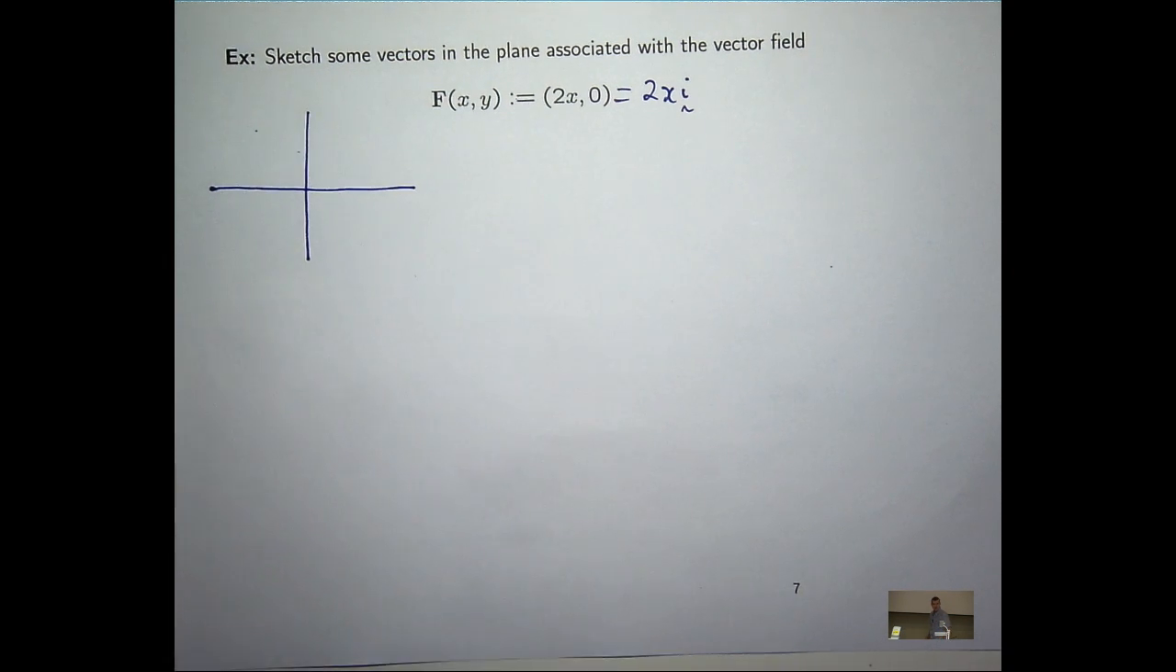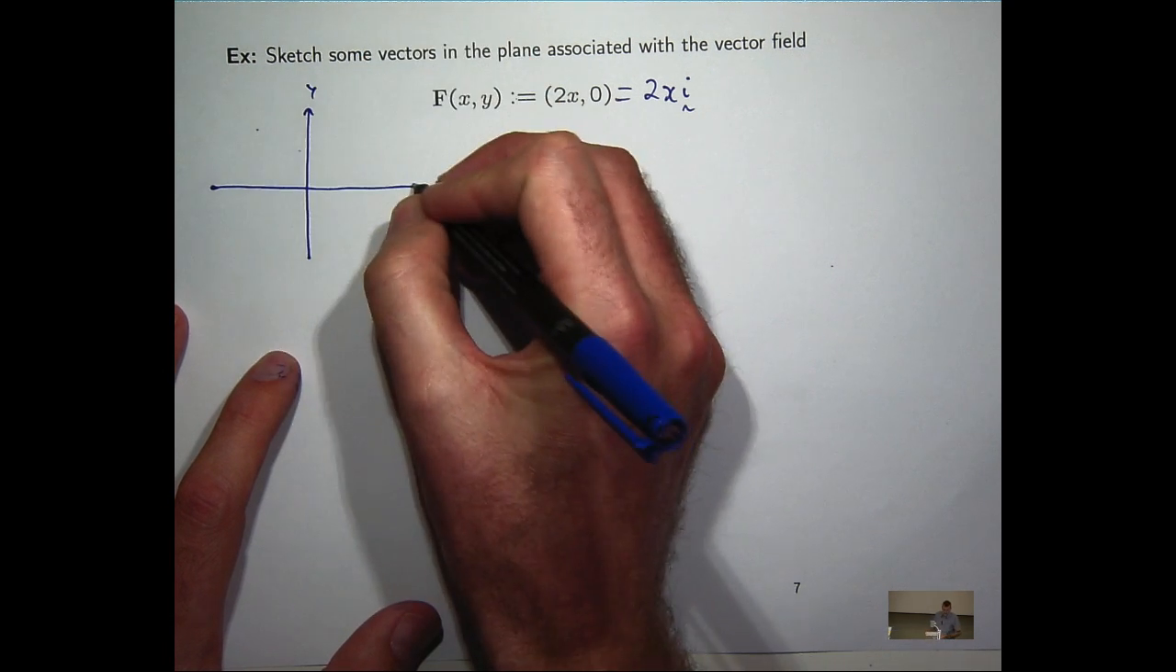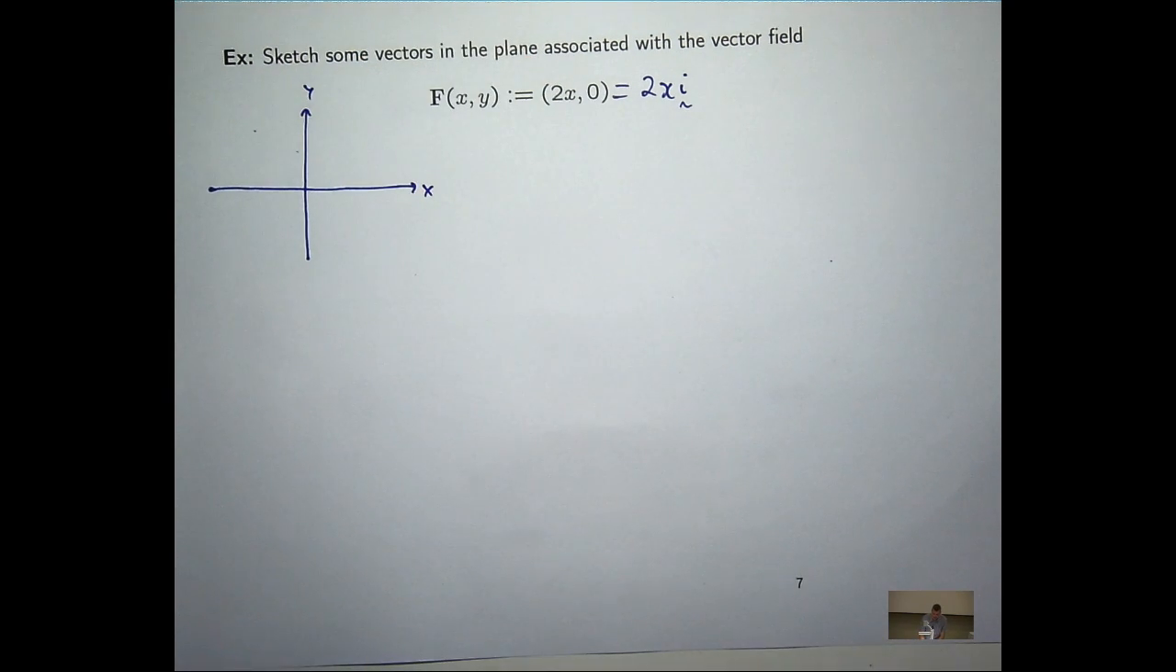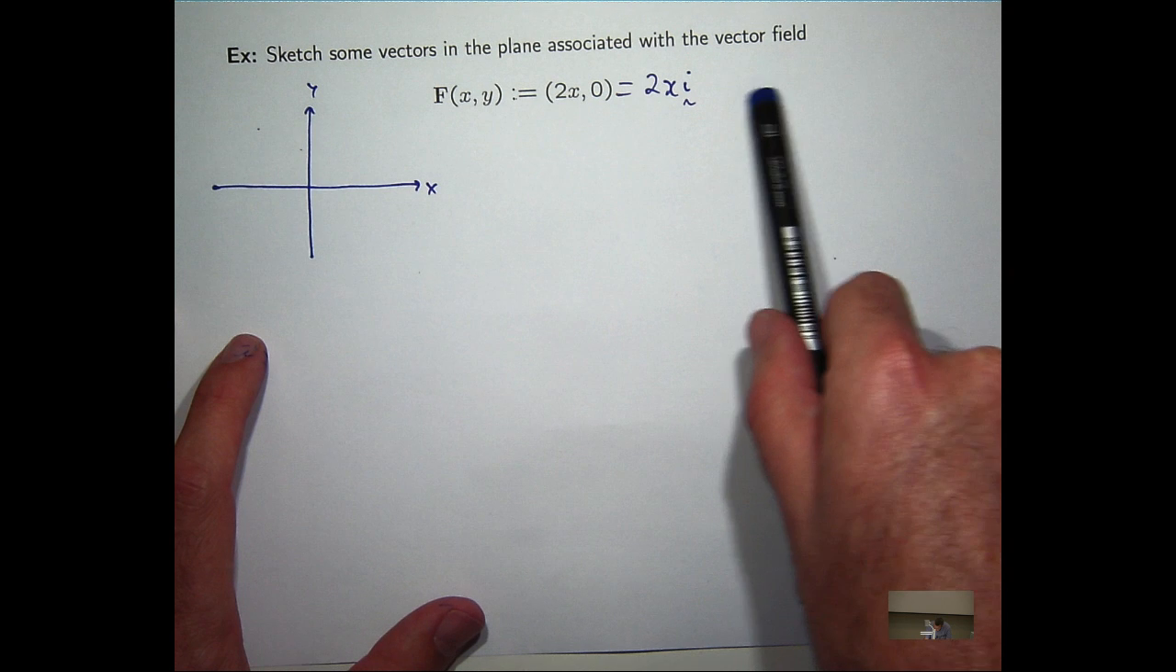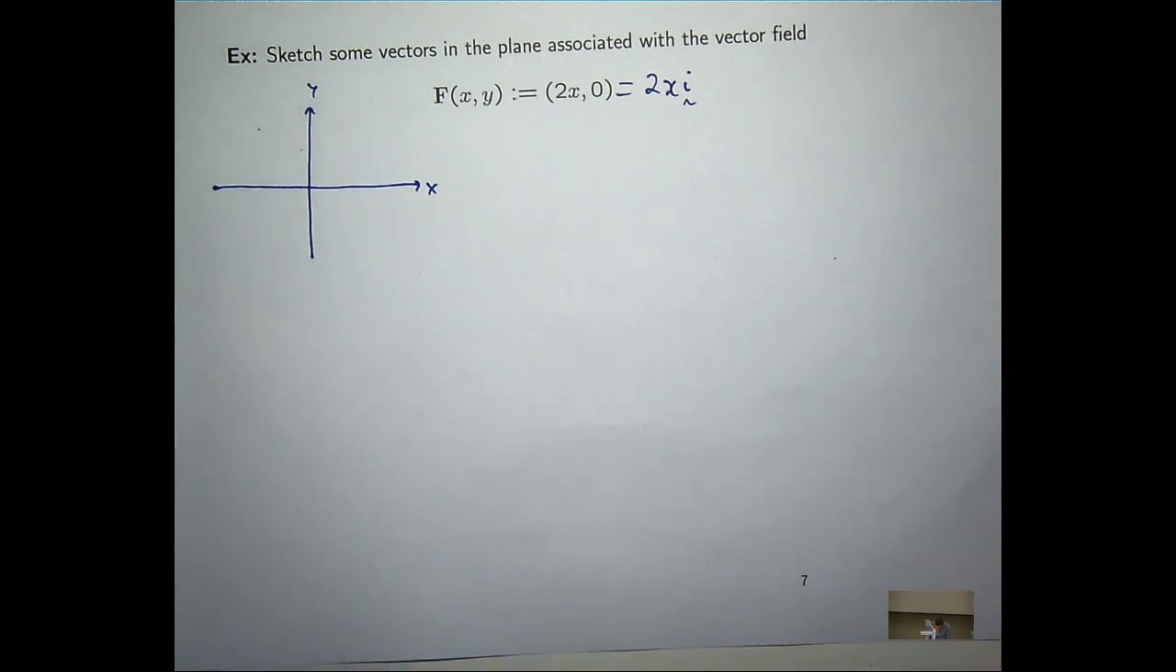Now for me, a good place to start is on the axes. Okay, so that's a good place to start. Now let's also look at the structure of our vector field. The j component is 0 here. So can anyone say anything about how we would expect our vectors to point? Yeah, they'd be horizontal, exactly.